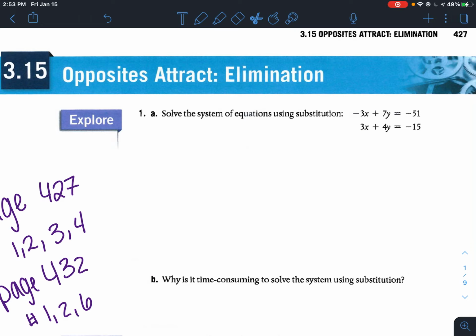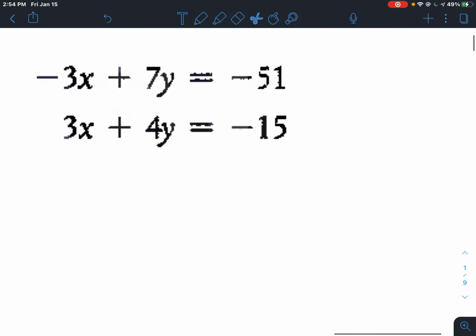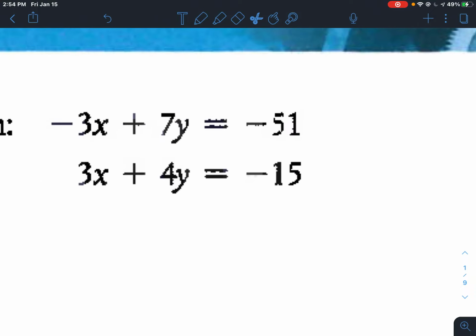So for instance, this first one, solve the system using substitution. Substitution is usually my preferred way, and I'll show you why it's not the best way in this one. So I'm going to isolate for one of my variables. Not any single one of them particularly stands out to me as a good one to solve for, so I'll just pick the first one. I'll solve for x.